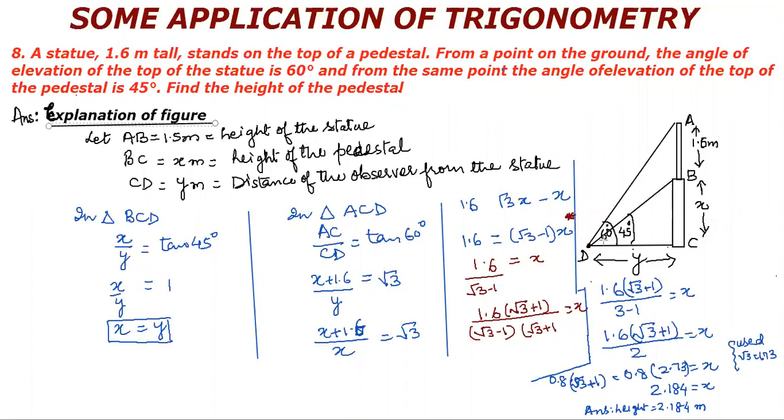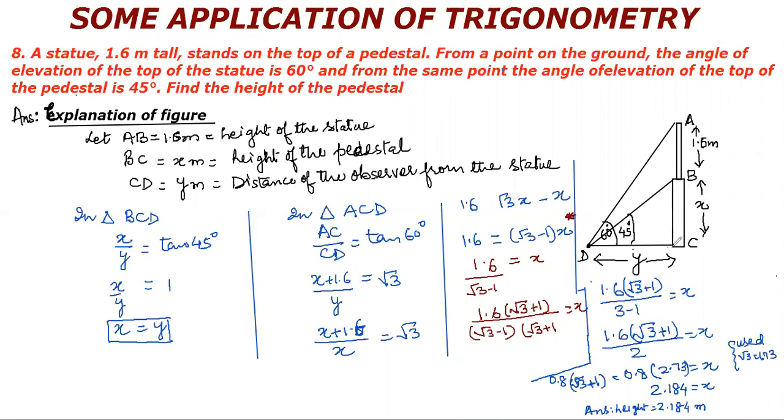See the figure, children. In this figure, BC is the pedestal, the stand on which the statue is standing. And this AB is the height of the statue. You need to explain in the explanation of the figure that AB is 1.6 meter. This is the height of the statue, and BC, which we have supposed to be the height of the pedestal, is equal to X.